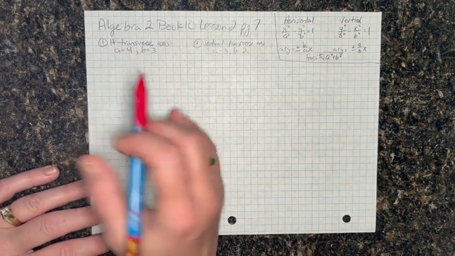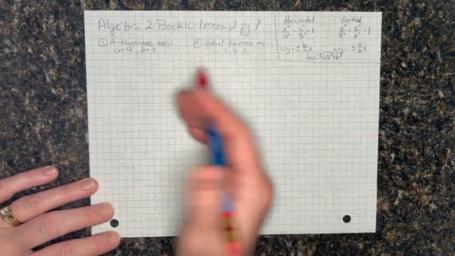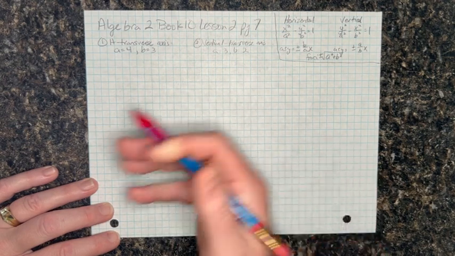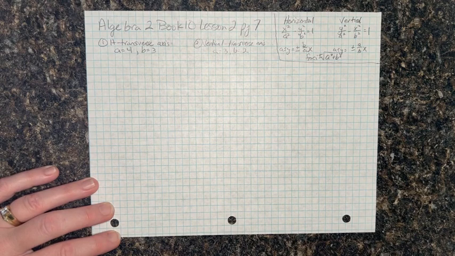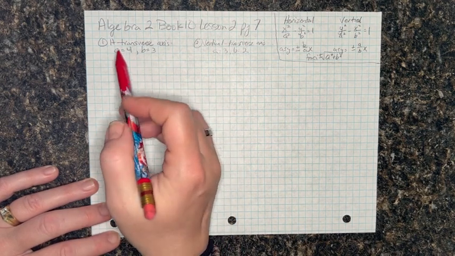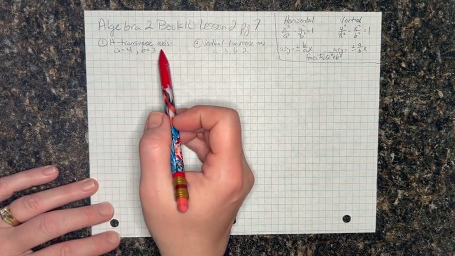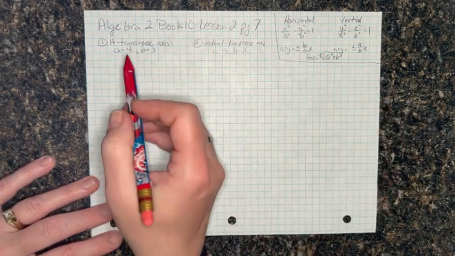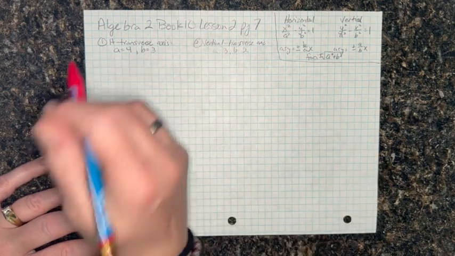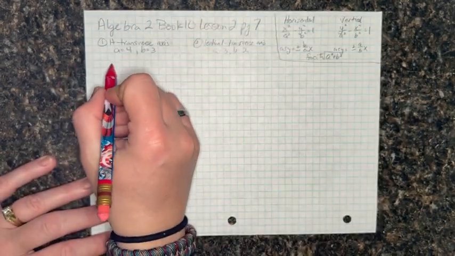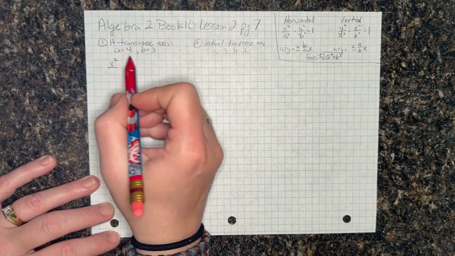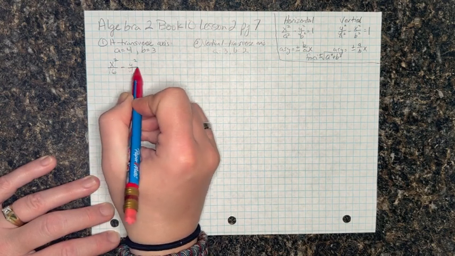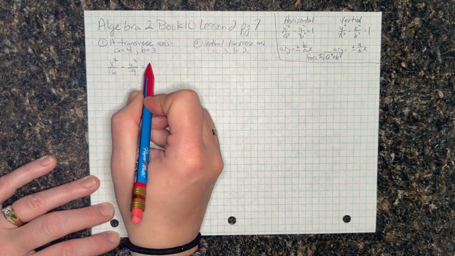Problem number 1, the instructions read, write the equation for the hyperbola centered at the origin, determine the foci of each hyperbola, and then sketch 2 and 4. Okay, so problem number 1, we have a horizontal transverse axis. Okay, so immediately we know it's this setup here, and my a is 4, my b is 3. So I can write my equation now. It's going to be x squared over a squared, which is 16, minus y squared over b squared, which is 9, equals 1.